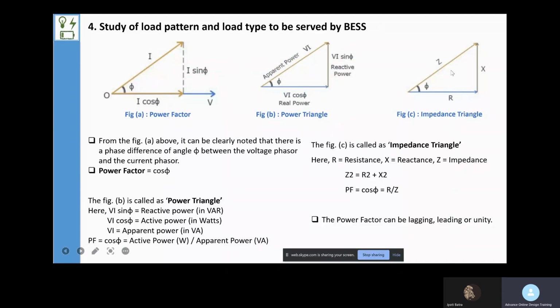And if you look at the impedance triangle, your impedance is nothing but the root mean square of your resistance and reactance parts. These three vary based on the load types, because resistance is for resistive load, capacitance for capacitive load, and inductance for inductive load. Impedance is all of them together. So your power factor is very essential for judging the power purity, and because of the various load types, the power factor varies with respect to the load types.